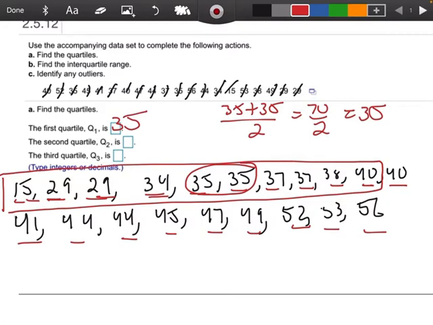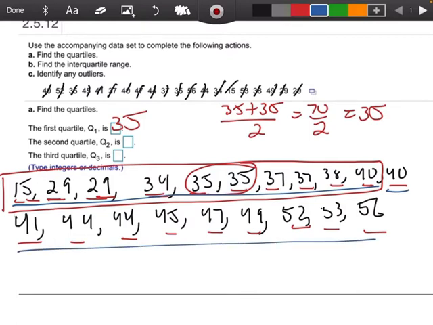My second quartile is the median of the entire set. So let's take a look at the first 10 numbers, and the second 10 numbers, and we're going to find the median here. The median would be the average of those two numbers. So 40 plus 40 over 2, 80 divided by 2, that still ends up being 40, right? So this here is going to be 40, okay?